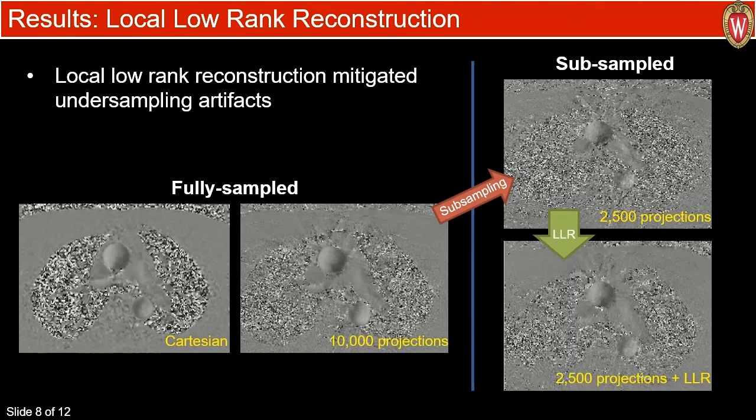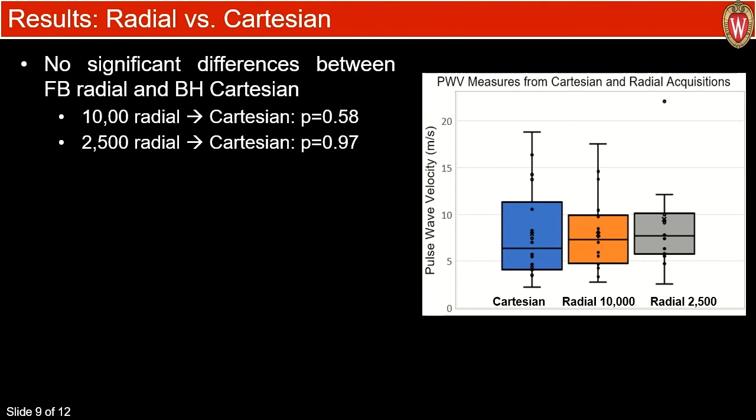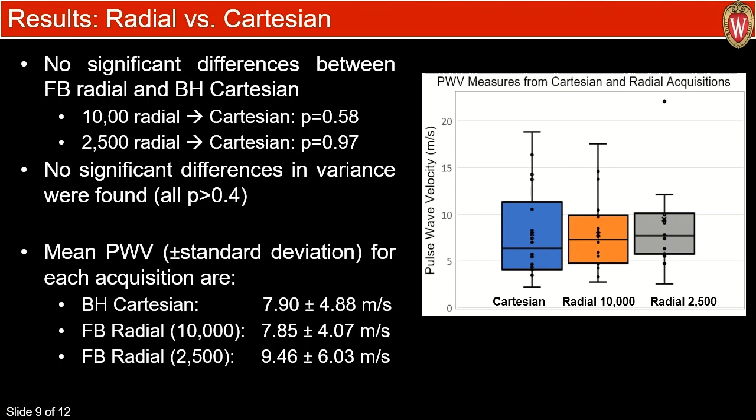on the left. We performed a paired t-test to evaluate if there were significant differences in pulse wave velocity measurements between each acquisition. Results show that there were no significant differences between the subsampled and fully sampled free-breathing radial acquisitions and the breath-hold Cartesian scans. A box plot on the right shows the distribution for each acquisition. Additionally, an F-test was also performed and showed no significant differences in variance between the acquisition groups.